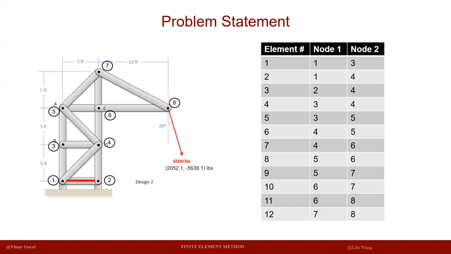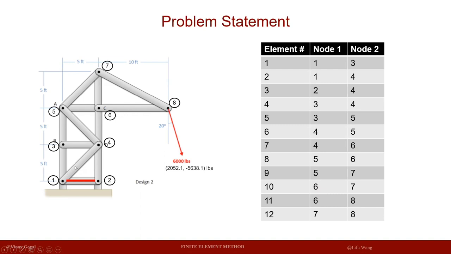Here's the problem statement. We have a truss like this and the size for it is given as 5 feet, 10 feet, and the cross section for the truss is 1 inch square. And we have a load applied at node 8 with an angle of 20 degrees. If you write the load in rectangular coordinate form, it is given like that.